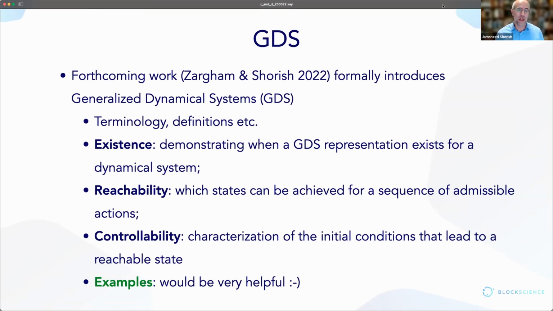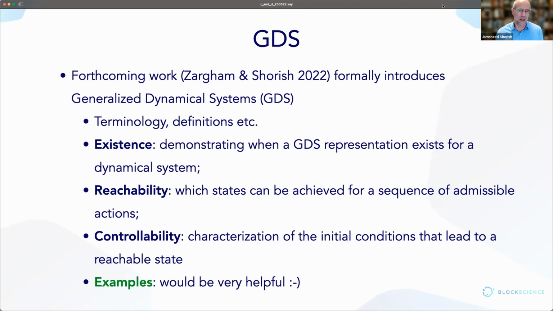framework. Within the context of the forthcoming work, what we're trying to do is really nail down the terminology and the definitions. There's an existence discussion about when you would be able to say that a dynamical system can be represented within a GDS framework? We have conditions upon reachability, which will be one of the themes that we get to throughout the course of this example over the next couple of sessions.